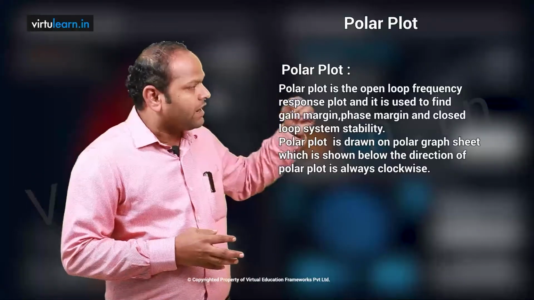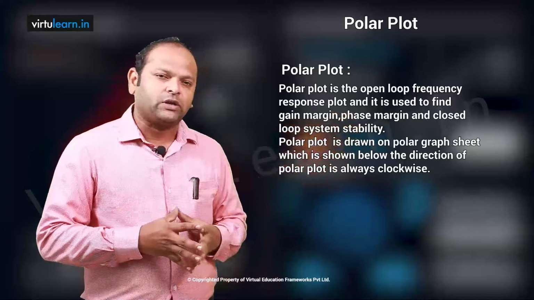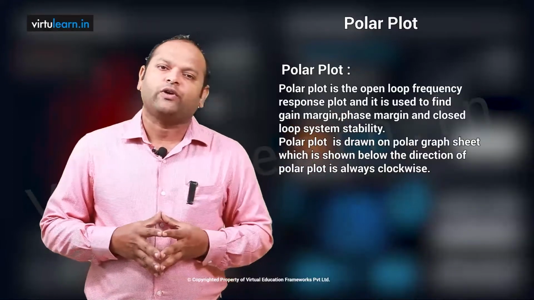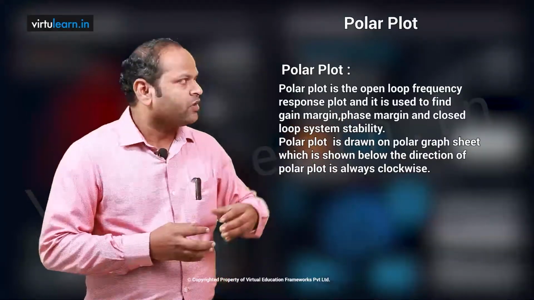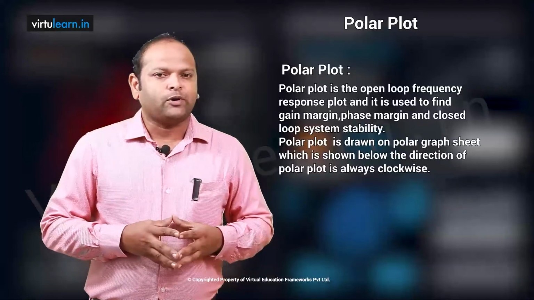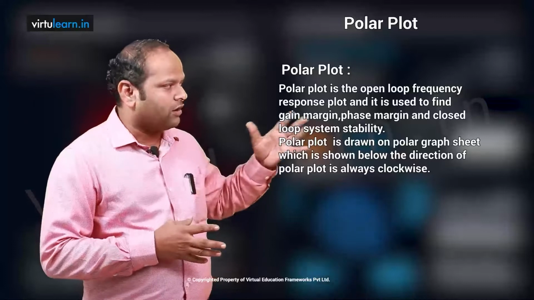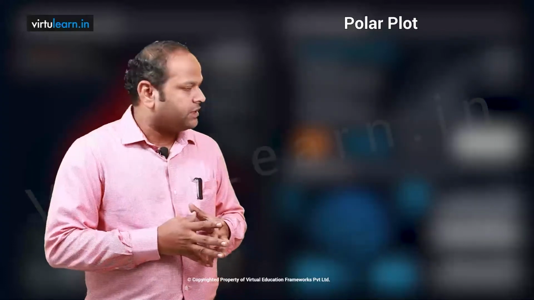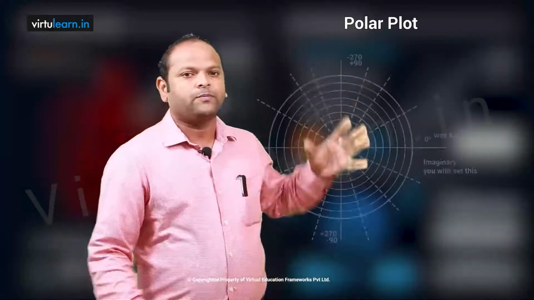So, to find the gain margin, phase margin, which are the relative stability margins, and also to find the closed loop system stability, we use polar plot. Polar plot is generally plotted on polar graph sheet. The polar graph sheet looks like this.